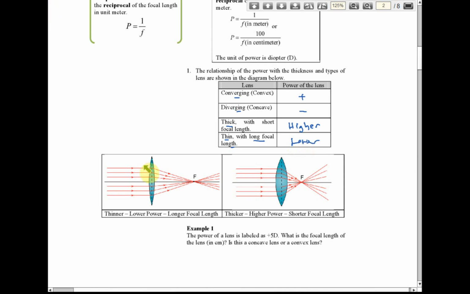A thin lens with long focal length, then the power is lower. You can see here, this is a thin lens. The focal length is the distance between the optical center and the principal focus. So this is the focal length. Longer focal length. For this one, it has a shorter focal length. By using P equals 1 over F, if F is longer, then the P will be smaller. So thin lens, longer focal length, lower power. Thick lens with shorter focal length, higher power. So that is the power of the lens.